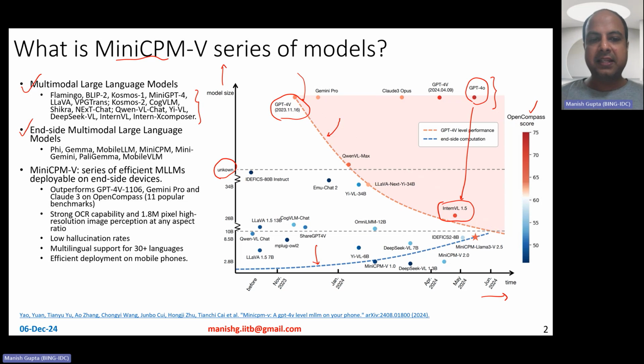It basically says that we can outperform GPT-4V, Gemini Pro, and Claude 3 on these 11 popular benchmarks, but still can be efficiently deployed on mobile phones while supporting 30 plus languages, low hallucination rates, and also supporting things like OCR capability on reasonably large, 1.8 million pixel high resolution images.